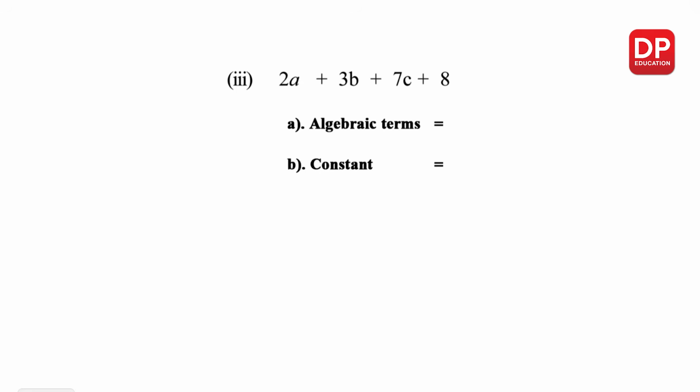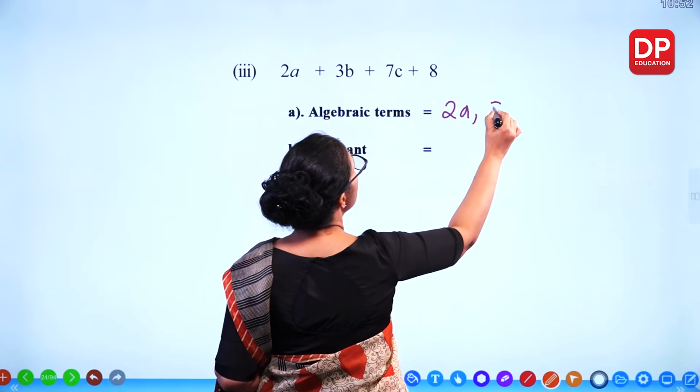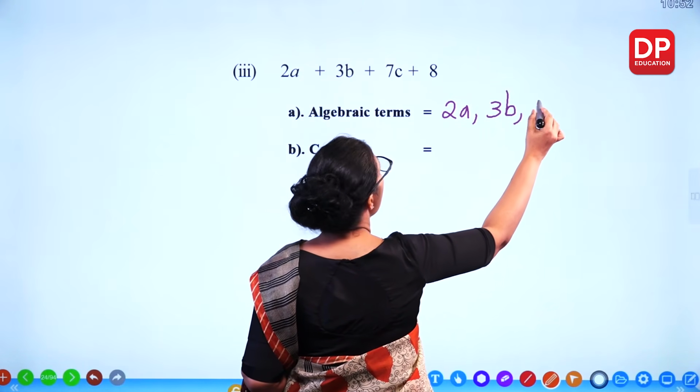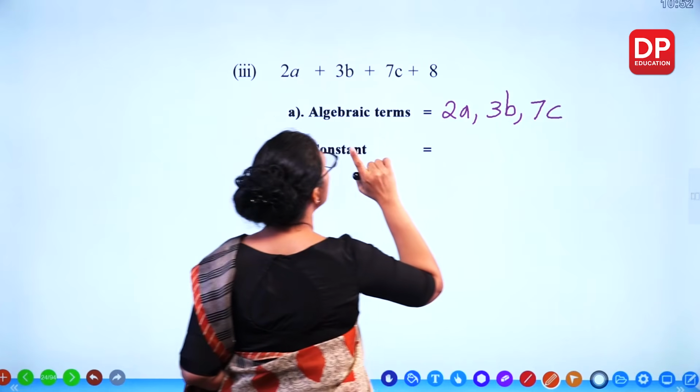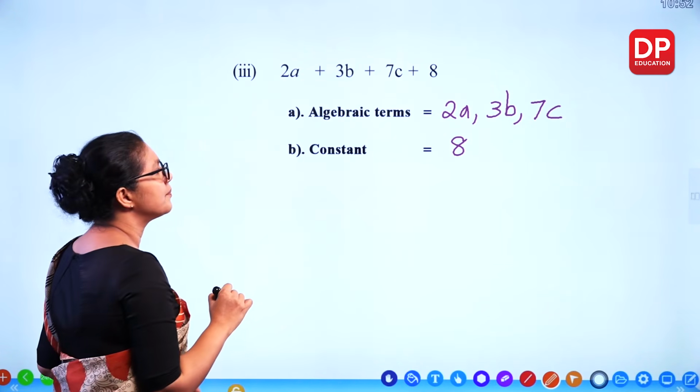Look at this expression. What are the algebraic terms? I can write 2a, 3b and 7c. Those are algebraic terms and the constant term is 8.